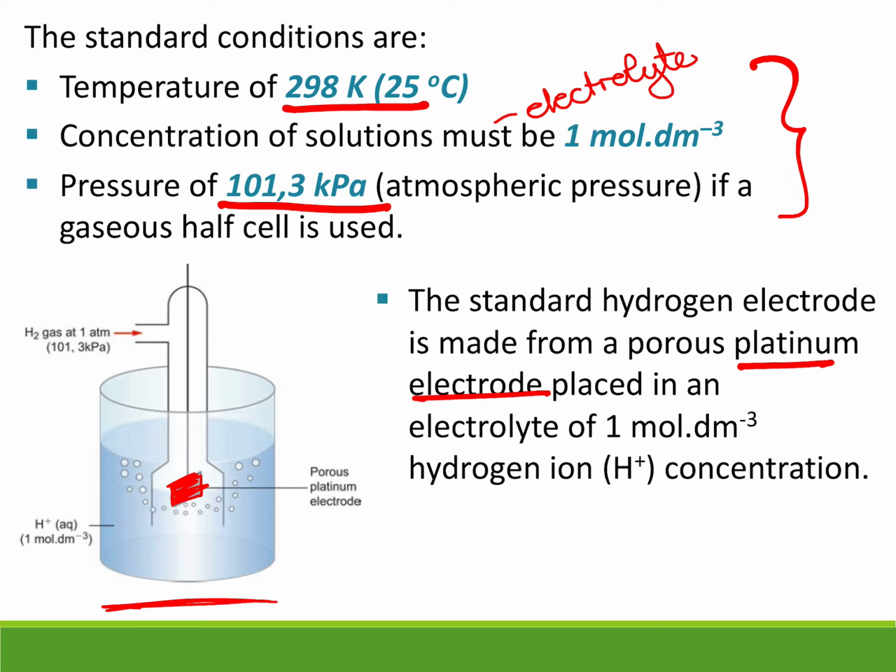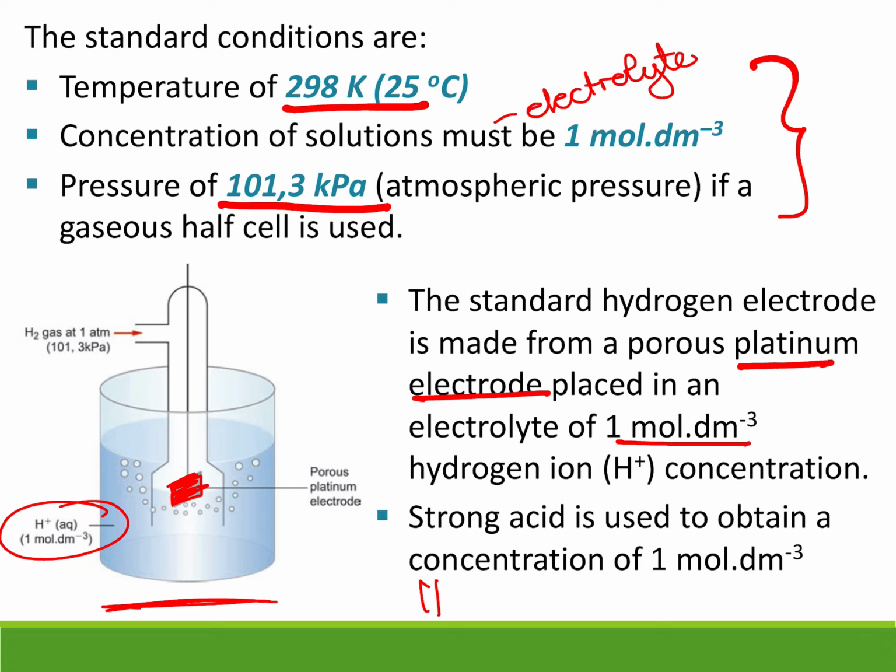Okay? Then we have to have an electrolyte at the standard condition of 1 mole per decimeter cubed. That's my electrolyte. How do I get those hydrogen plus ions? We use a strong acid. So here we would use HCl or something like sulfuric acid. Okay, they're strong acids. Why are we going to use strong acids? Because a strong acid ionizes completely. If it ionizes completely, we get lots of ions. We want lots of ions. Those ions then allow us to conduct an electric current.